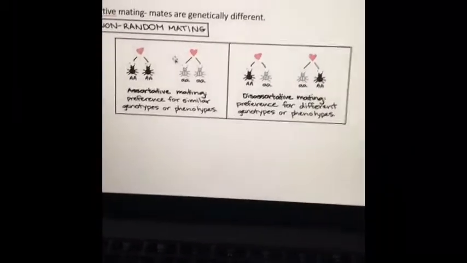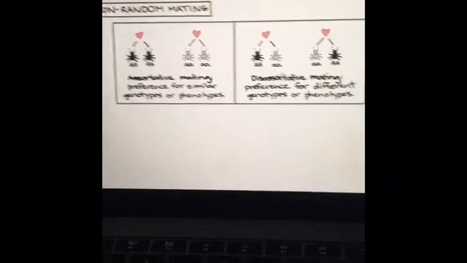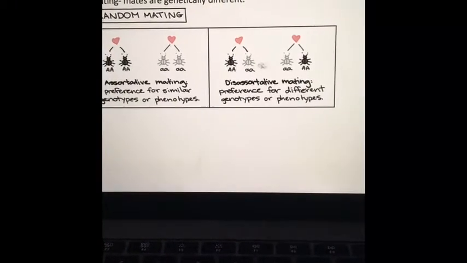And then this is a picture, an example of non-random mating. The first is assortative mating, meaning that they're genetically similar. This disassortative mating is where they're two different, genetically different.